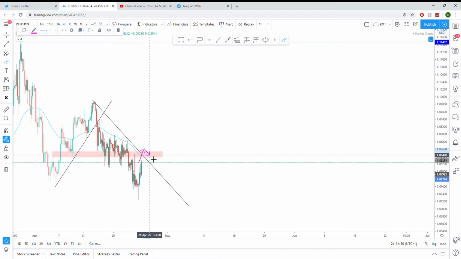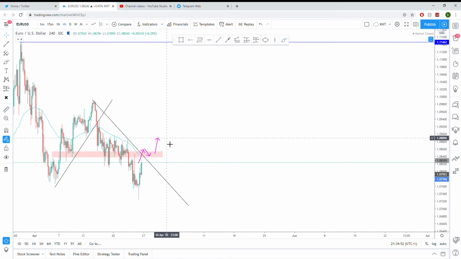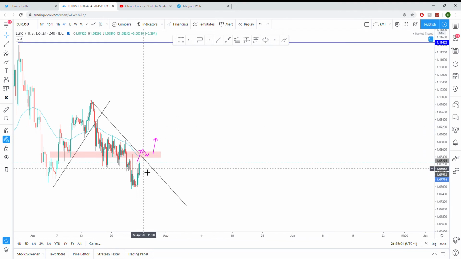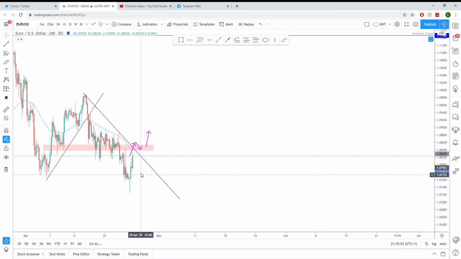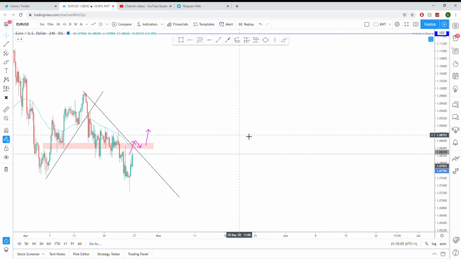Again, waiting for that pullback and then a push to the upside. So we will put a video out again if there is a change in this pair and in the bias. But for the time being, we are still in a bearish market. So again, we will see exactly how market opens next week.